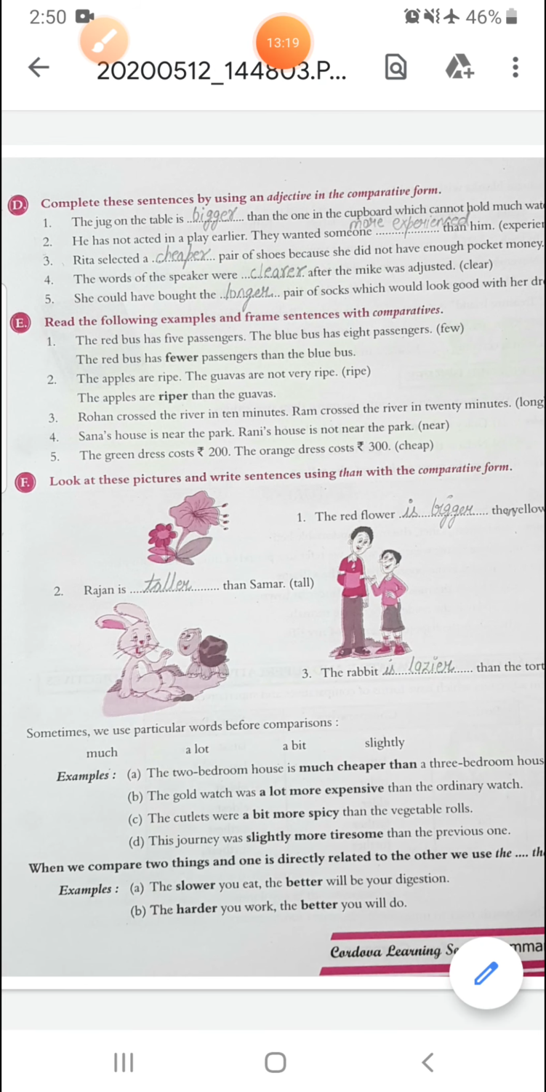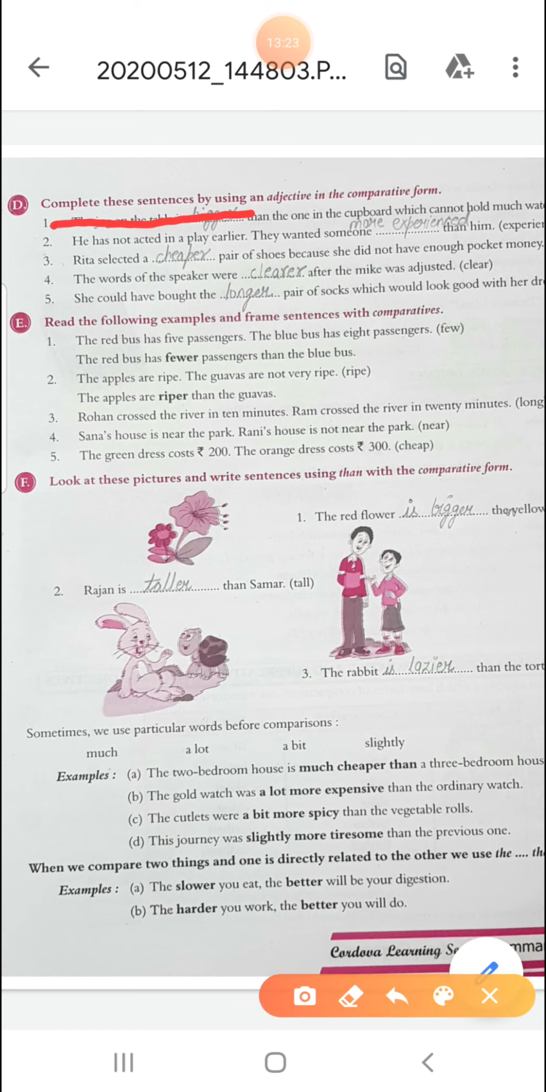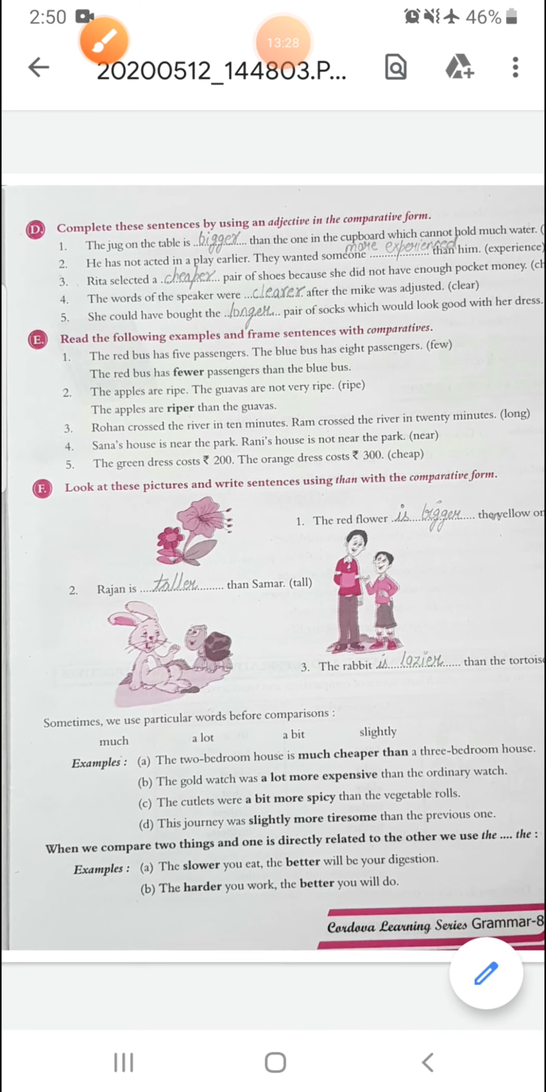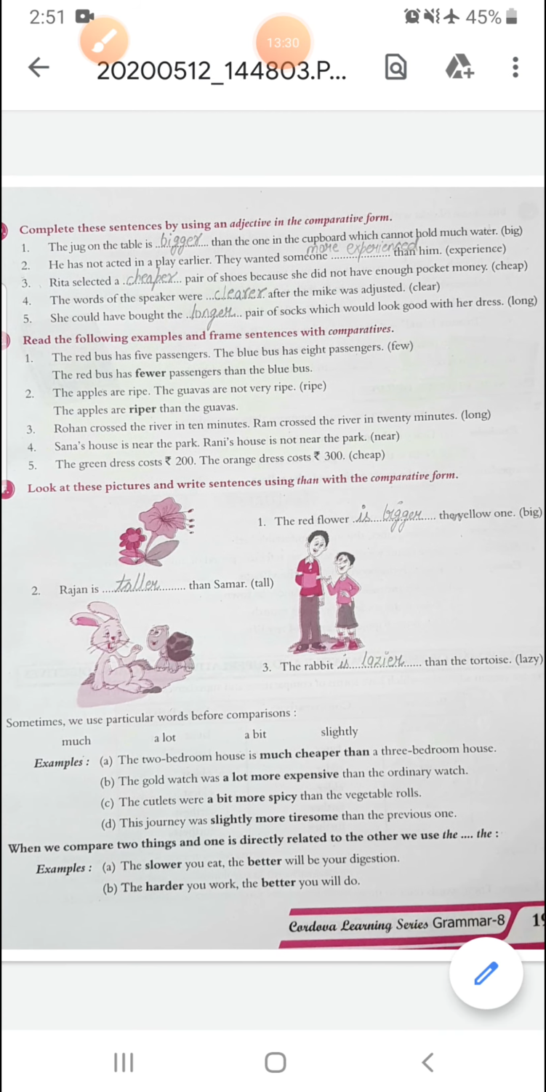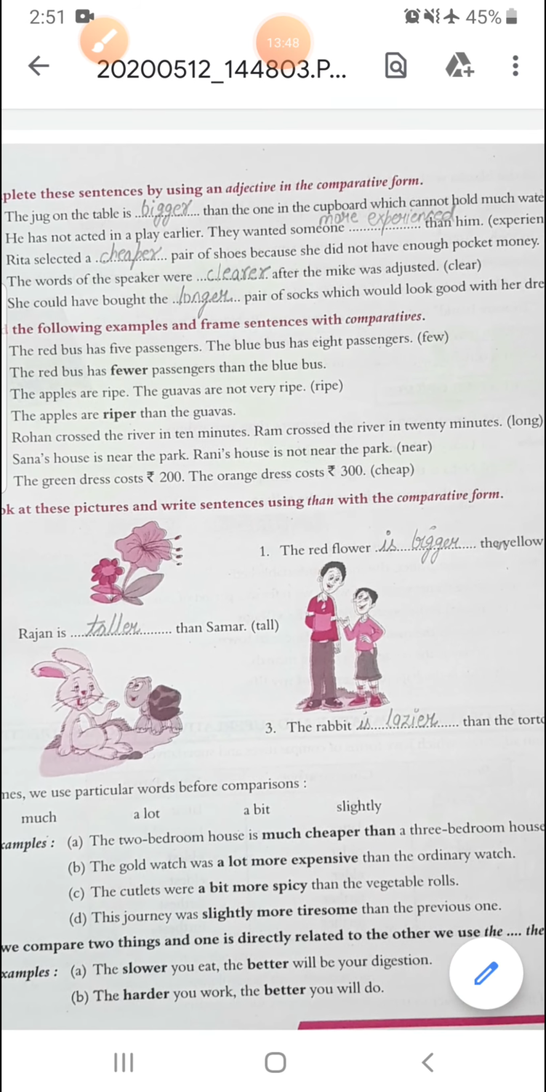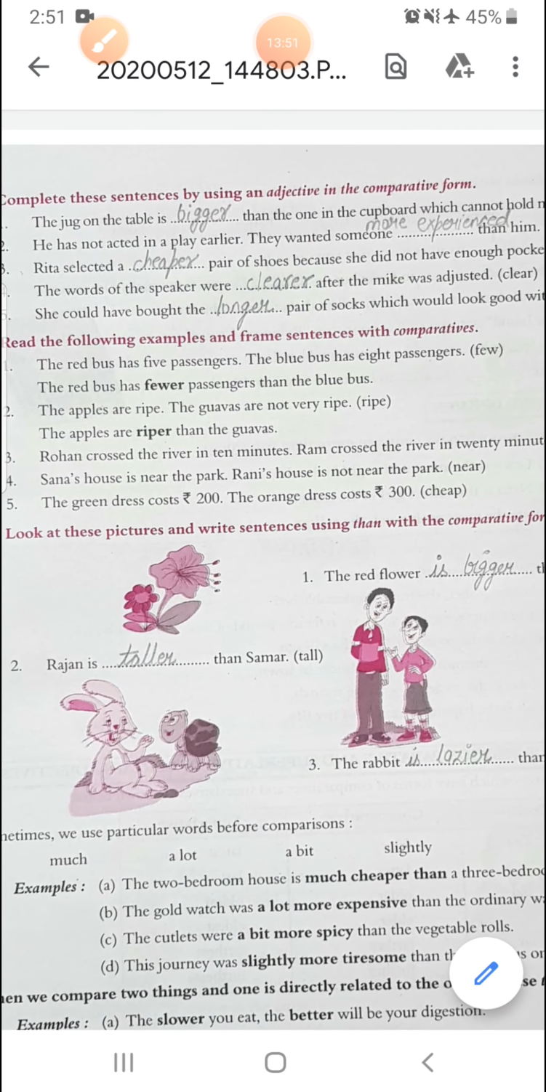If you have understood that, then let's do this exercise D. Complete these sentences by using an adjective in the comparative form. So you have to either add -er or you have to add more. Alright. See the first one. The jug on the table is dash, then the one in the cupboard which cannot hold much water. And we have been given a word in a bracket that is big. So the comparative form of big is bigger. So the first one is, you can see here, bigger.